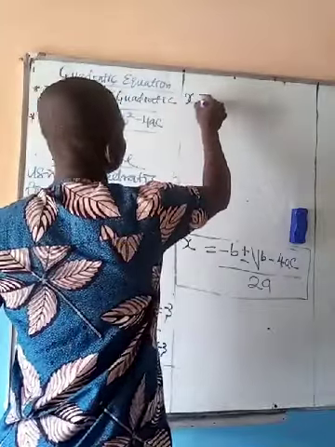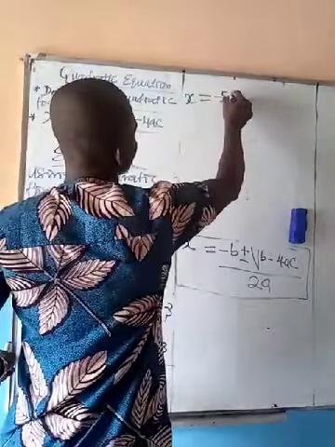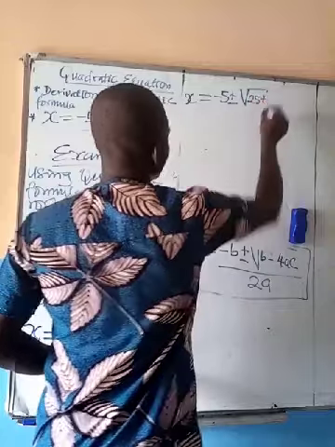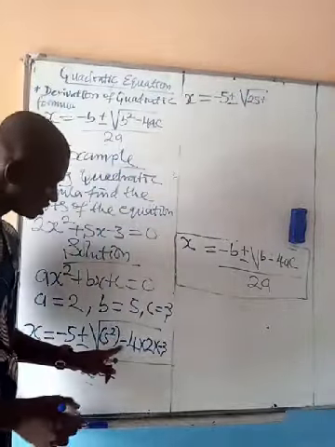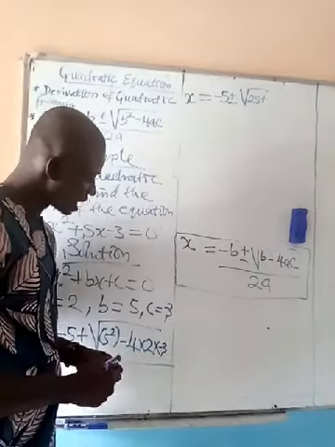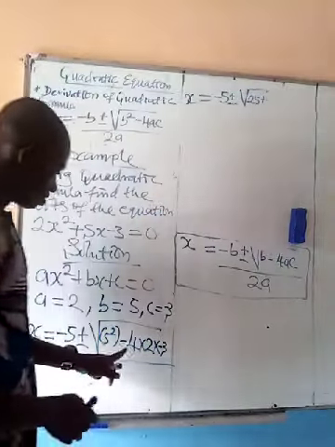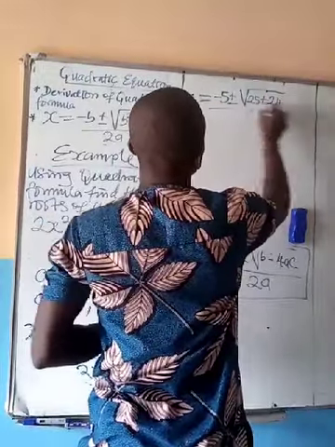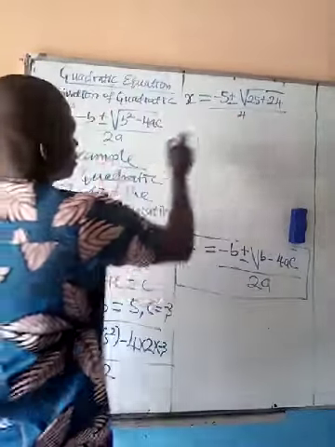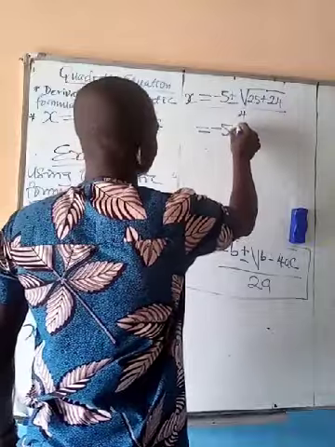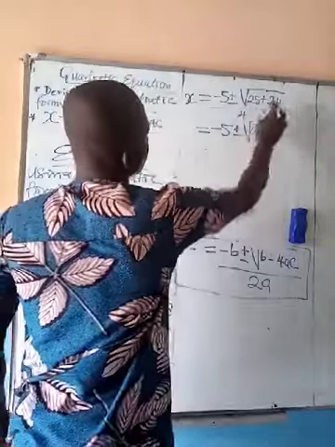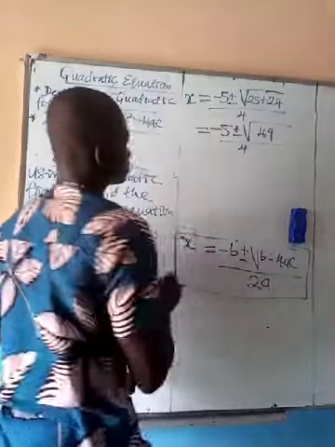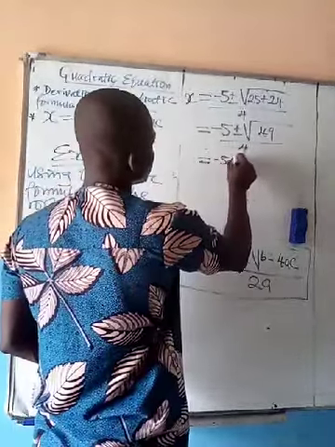We have that x is equals to minus 5 plus or minus the square root of 5 times 5 is 25. Then, because this is minus times minus, minus 4 times minus 3, this is plus now. So 4 times 2 is 8, and 8 times 3 is 24. All over 2 times 2, we have 4. So now we have minus 5 plus or minus the square root of 25 plus 24, which is 49, all over 4.